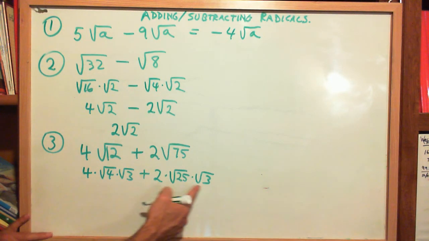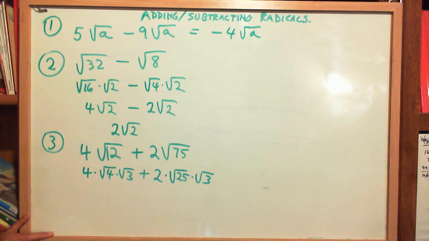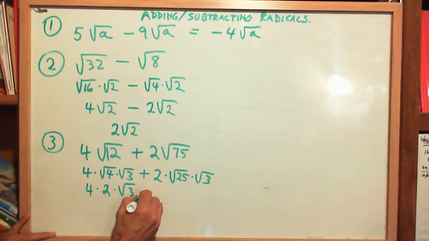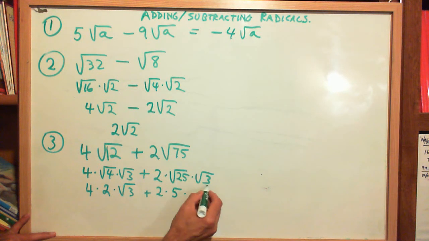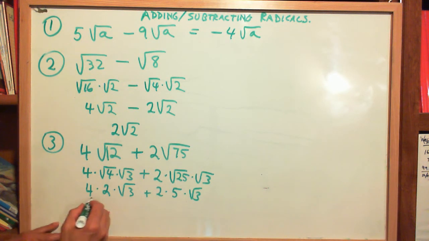So now that I've written all that out, it's really hard to make a mistake. But if I didn't write all that out and I just sort of simplified in my head, I probably would have made a mistake. So I have now 4 times, square root of 4 is 2. I'm going to put a 2 there. I'm not immediately putting it into 8. I'm just doing it one thing at a time. Times the square root of 3 plus 2 times square root of 25 is 5 times the square root of 3. Now I get to simplify.